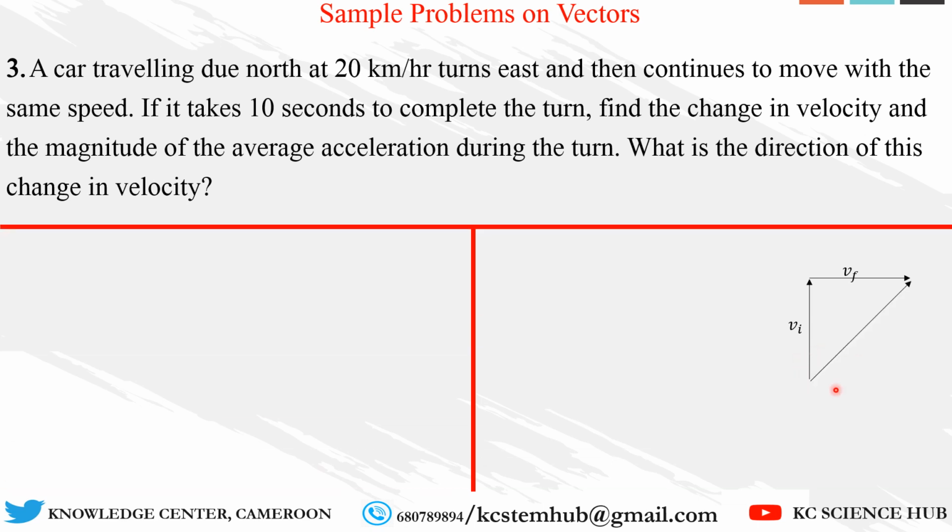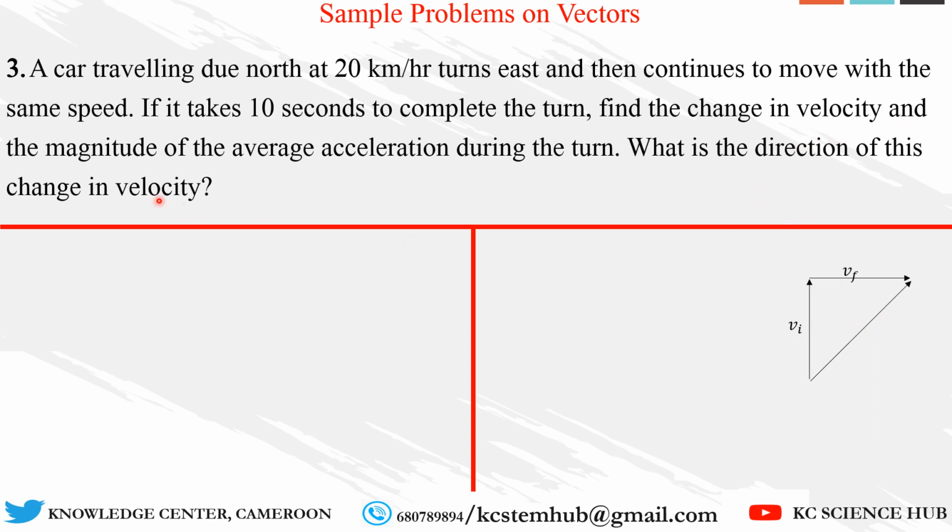It's okay. So I've just indicated that you get VI, so you're traveling north, right? Because the problem says a car traveling due north at 20 kilometers per hour turns east. So you're turning east. Initially VI, and then you turn east, VF. And so the resultant I've just indicated right here, because you are using vectors to analyze this.